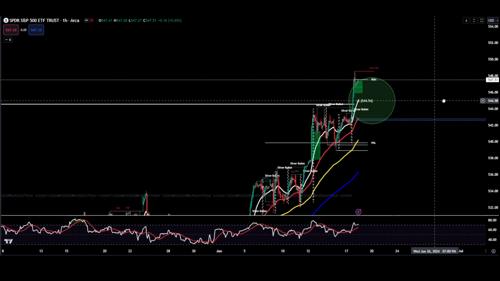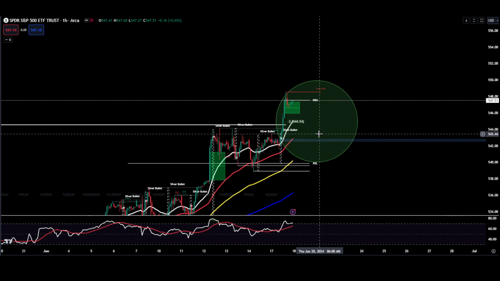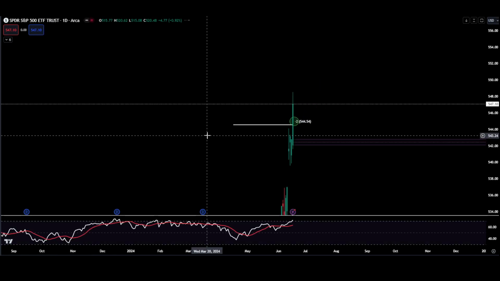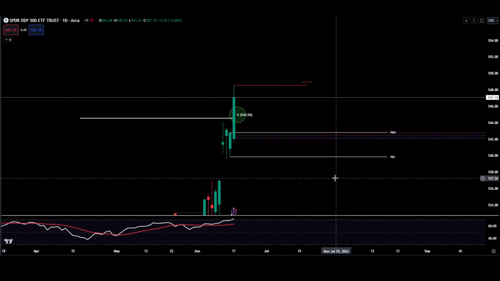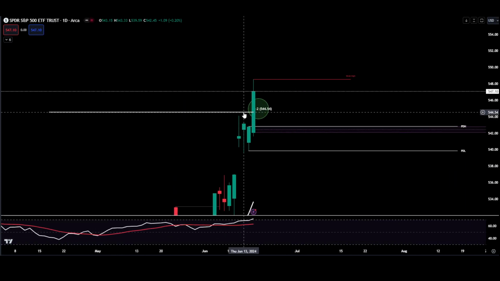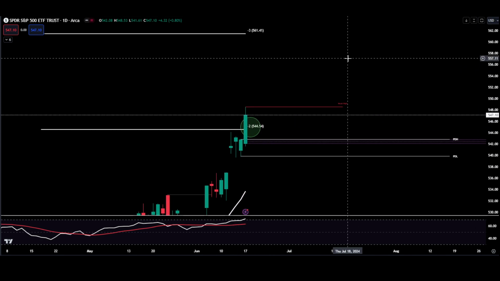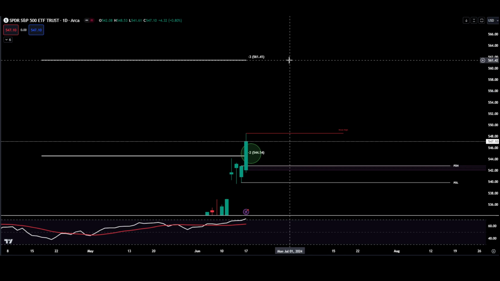Same thing here, SPY, right? We saw that push up today. It's not doing as well. This is a 1-hour chart. Let's take a look at the daily. Okay, daily looks a lot better, right? There's our 2 standard deviations on SPY. We kind of tried to push up, we rejected, we've now pushed through it. Let's see, our 3 standard deviations is going to be at 561.41.